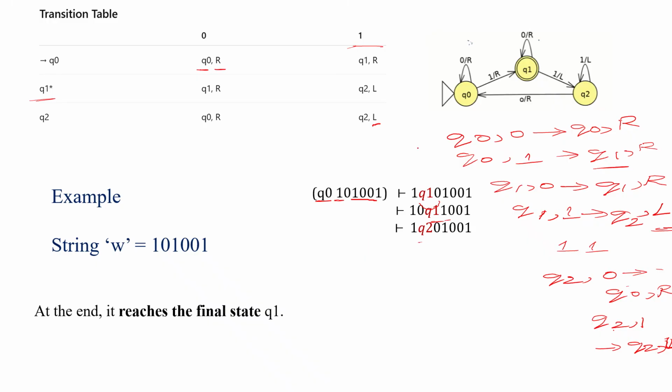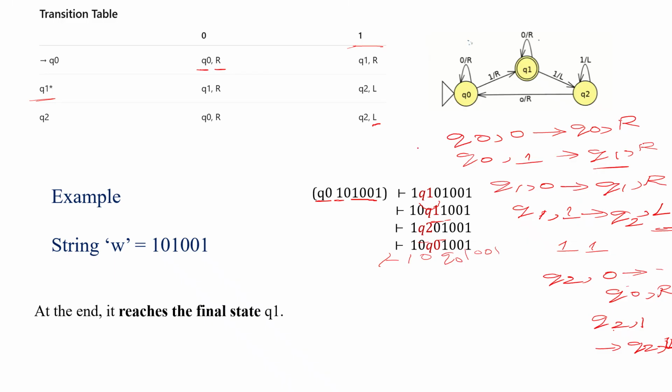Now we need to check Q2 with a 0. What is Q2 with a 0? Q2 with a 0 is Q0 with right-hand side direction. So how will you write this? Q0 is here: 1 0 Q0, then 1 0 0 1. This is the next step. So here we have 1 0 Q0 1 0 0 1, because Q0 must move in the right-hand side direction.